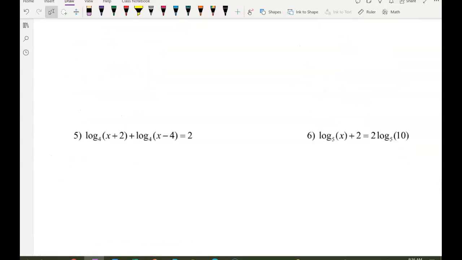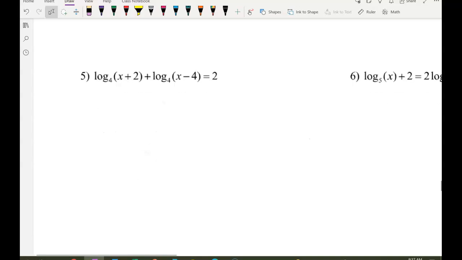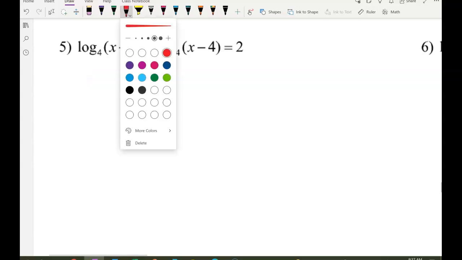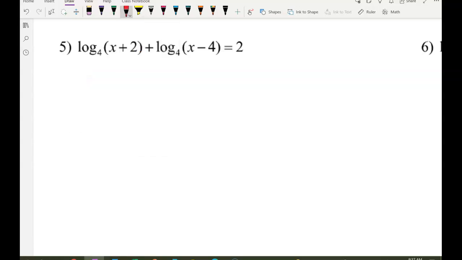Do we have one log on each side? No. So, what should we do first? Yep, condense it. The bases are the same, so we can definitely condense. Log base 4. Addition in log makes these two what? Multiply.